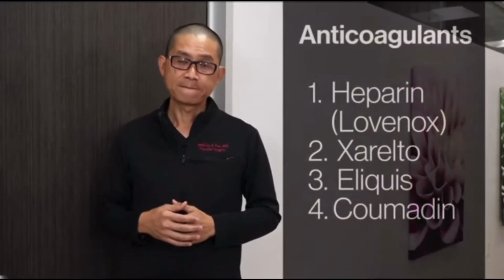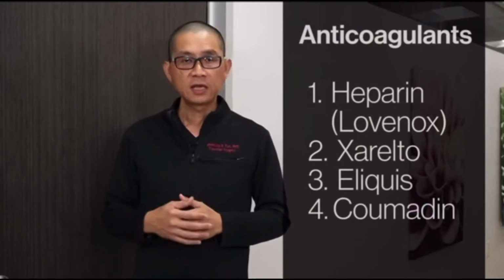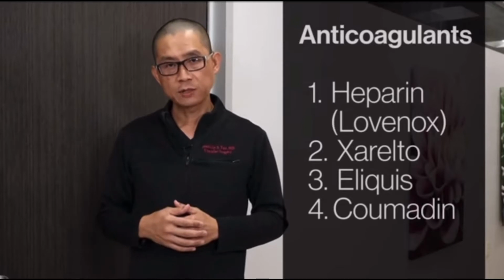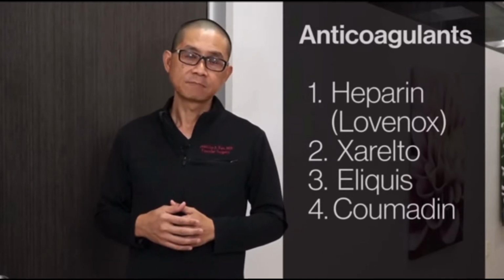After a diagnosis of a DVT or a PE is made, the initial step in treatment is to start a blood thinner or an anticoagulant. The most common anticoagulants used include heparin in the form of low molecular weight heparin, Xarelto, Eliquis, or Coumadin.